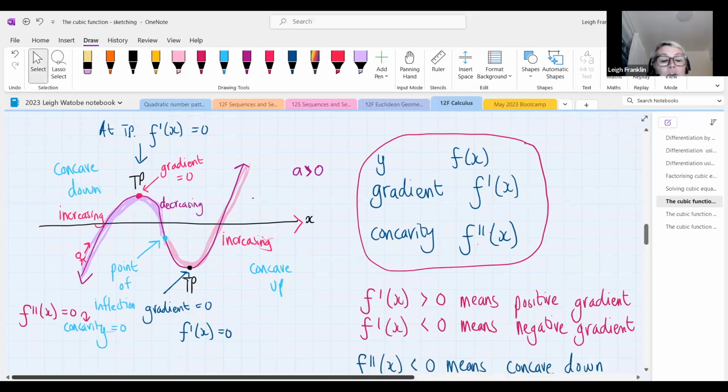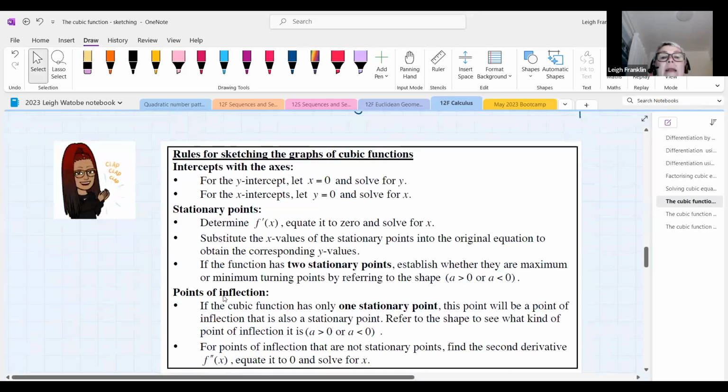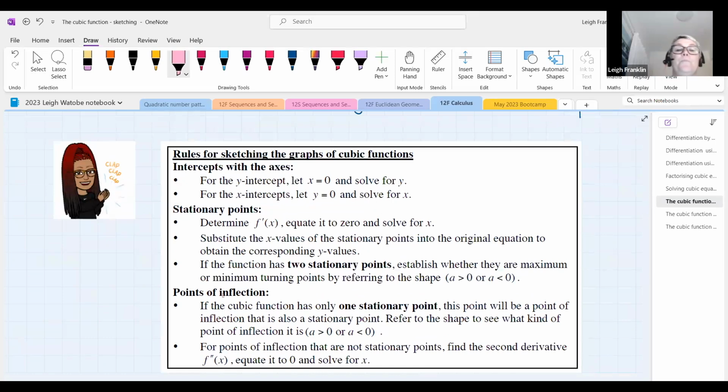Okay, all right. So now let's go and have a look at how we would sketch these cubic functions. So take some screenshots here. This is some useful information for you. As far as the intercepts with axes are concerned, it's the same old rules that we've always used. For the y-intercept, let x be 0 and solve for y. For the x-intercepts, let y be 0 and solve for x. So this is something that we already know how to do.